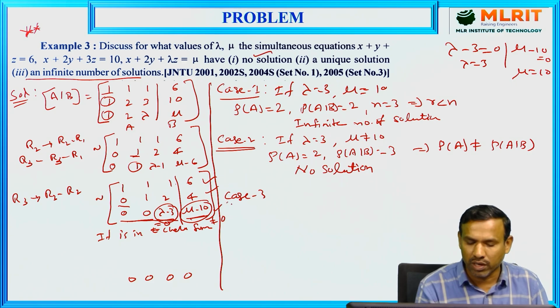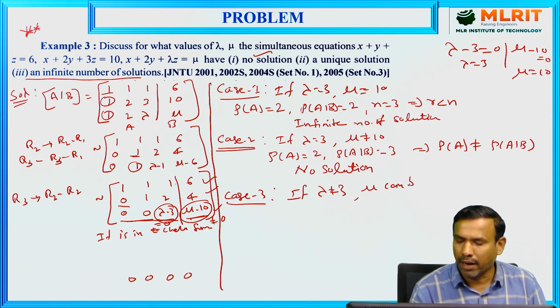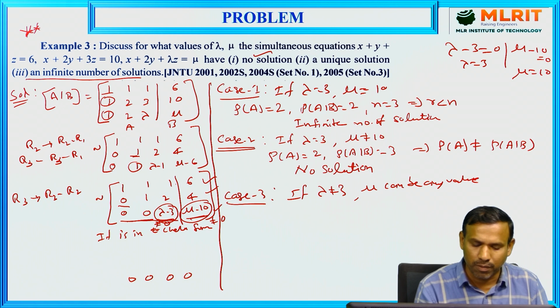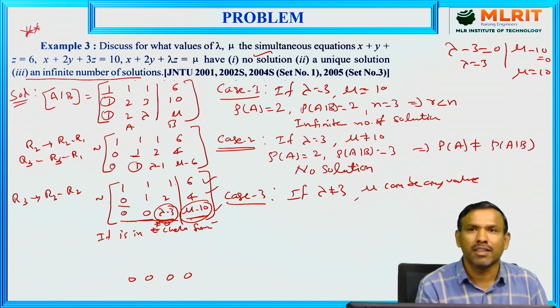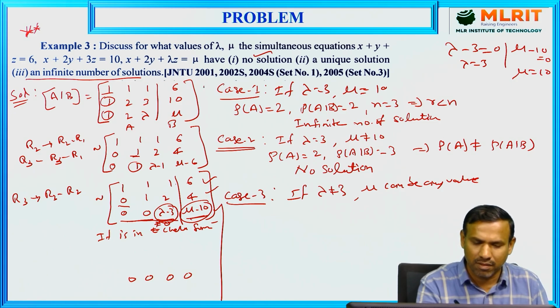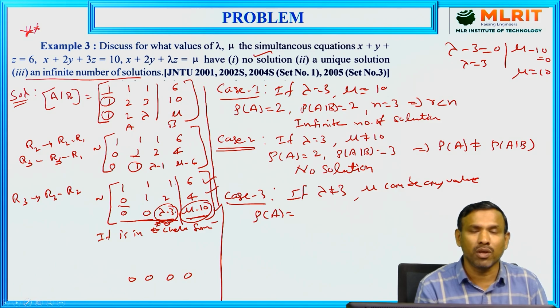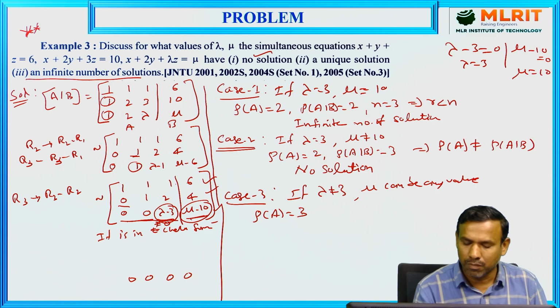Now, we have to get the unique solution case. To get that one, till now I have made lambda minus 3 zero. This time, the lambda minus 3 term I will not make 0, which means lambda not equal to 3. Mu can be any value. Since lambda is not equal to 3, the last row completely becomes a non-zero row. Non-zero row means what is the rank of that matrix? Rank of A: since lambda minus 3 is not equal to 0, that row becomes non-zero, so rank of A will become 3.